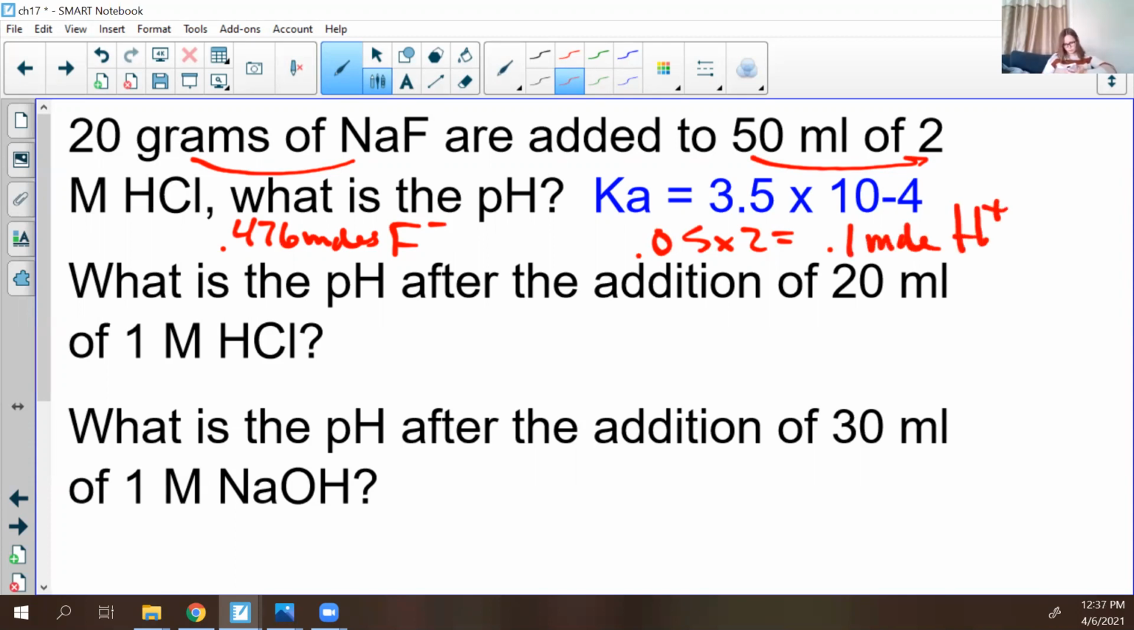So how much acid am I going to make? I'm going to write right here, but that's not part of this problem. Okay. All right. So I have how much acid? 0.1 mole of HF. That's my acid. How many moles of F minus then?